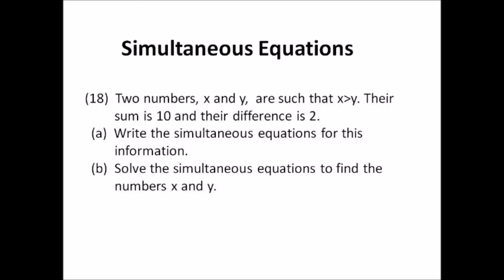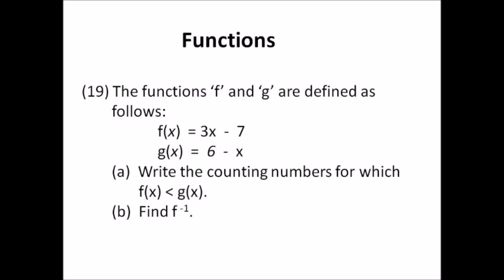Got it? And we move on to number 19, functions. The functions f and g are defined as follows, where f of x equals 3x minus 7 and g of x is 6 minus x. A, write the counting numbers for which f of x is less than g of x. And B, find f to the negative 1, or the inverse of f.